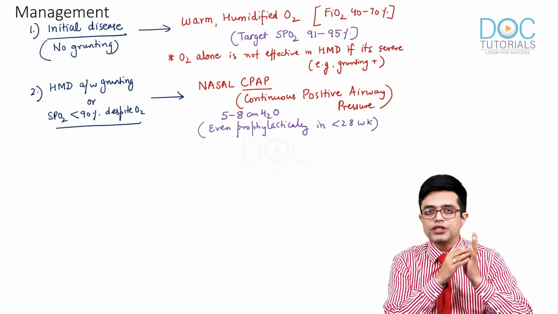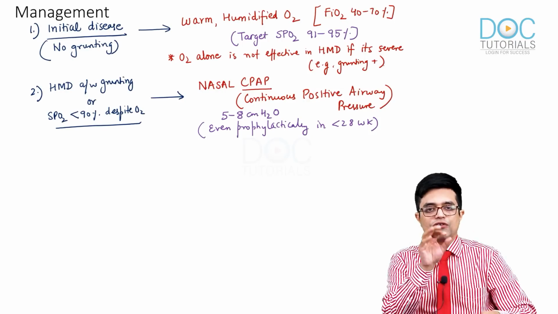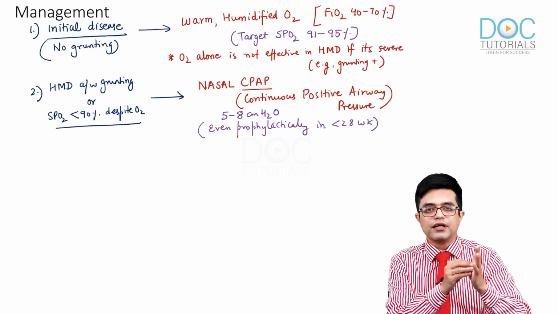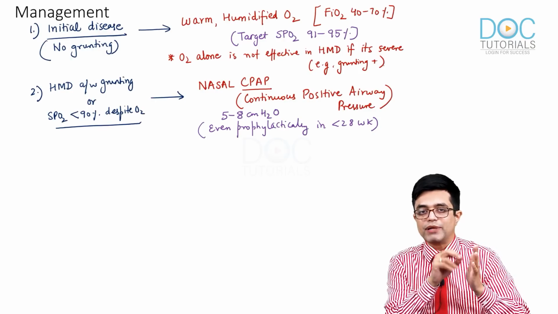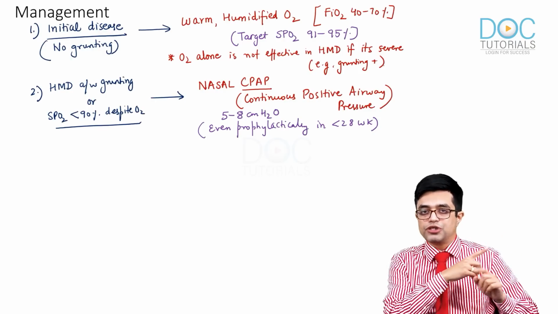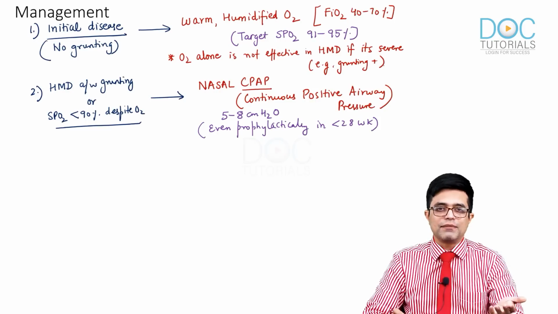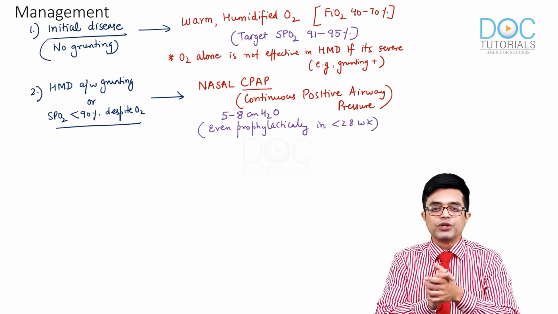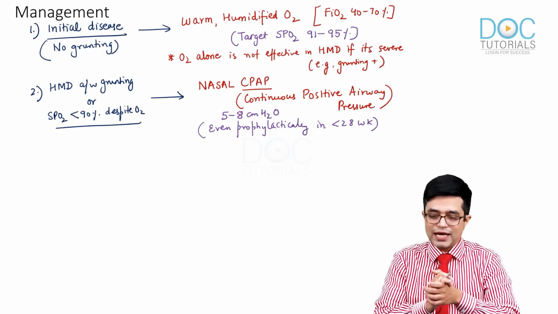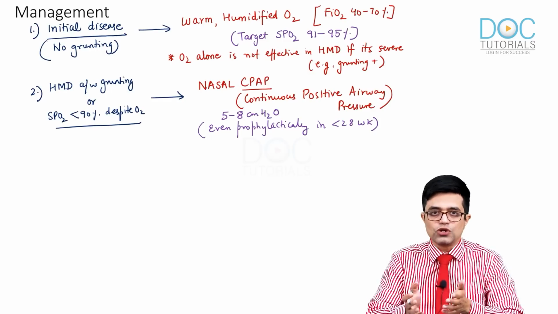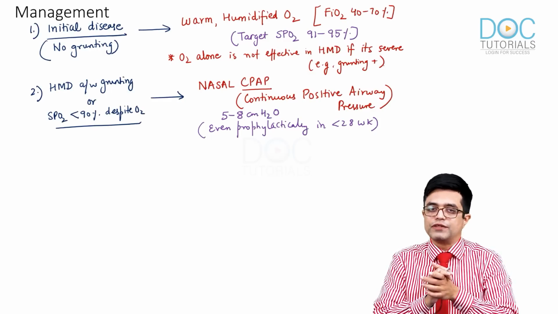So if your MCQ says that the child of HMD is having grunting, the word grunting is mentioned, and oxygen is there in the option, you will not give it. The first step to give is CPAP. Even in any established HMD, the effective therapy to give is again CPAP. So CPAP stabilizes the child, improves oxygenation, and prevents the collapse of the alveoli.